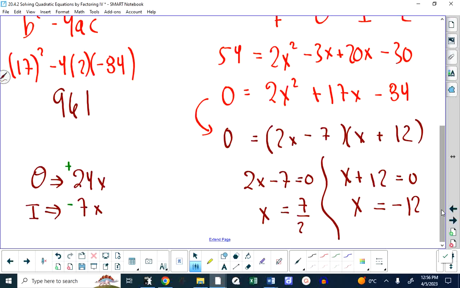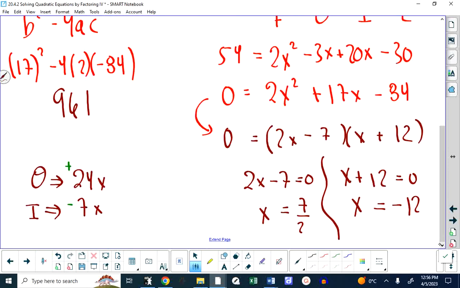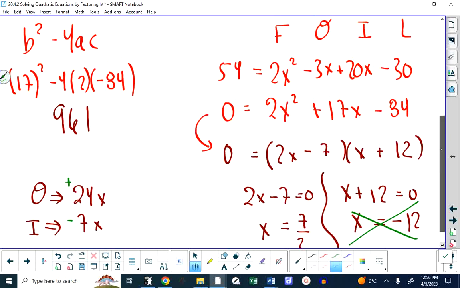Why? Well, let's talk about the negative 12. If x is negative 12 and I put x in here, I'm going to get a negative length of negative 2. Do you see that? Well, you can't have a negative length, so x can't be negative 12. This is what we're going to end up calling an extraneous solution. It's a solution that you get using the math perfectly, but it's just not a correct solution. The other one is 7 over 2, which is 3.5.